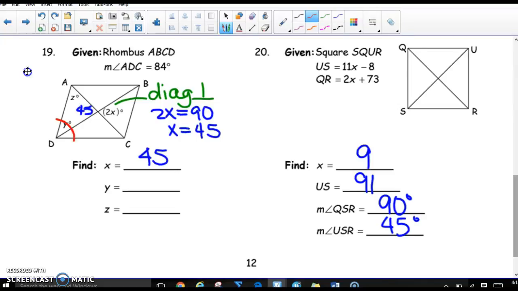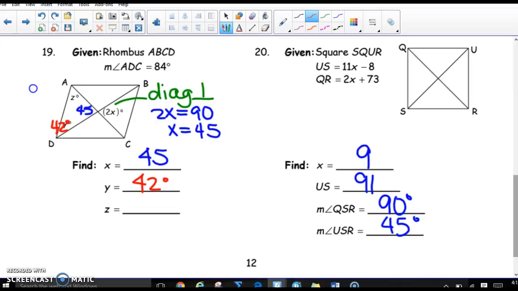I knew that this angle, the big angle ADC, is 84 degrees, and I also knew that in a rhombus, the diagonal is going to bisect the angle. So if the big angle is 84 degrees, that's going to make the little angle 42 degrees.